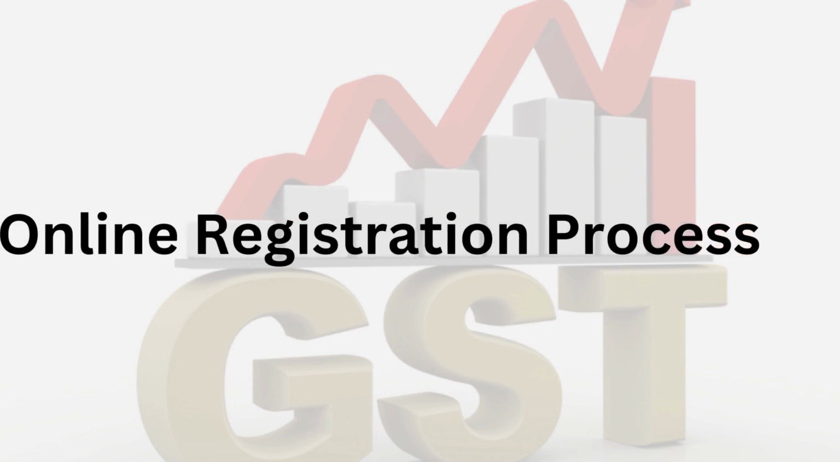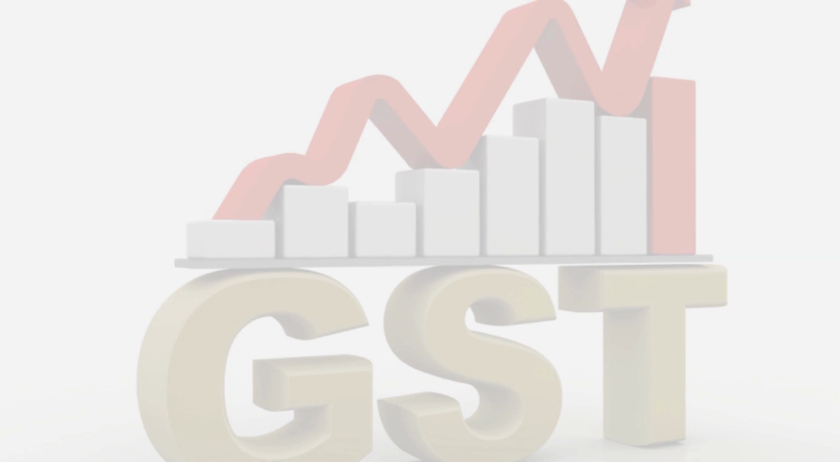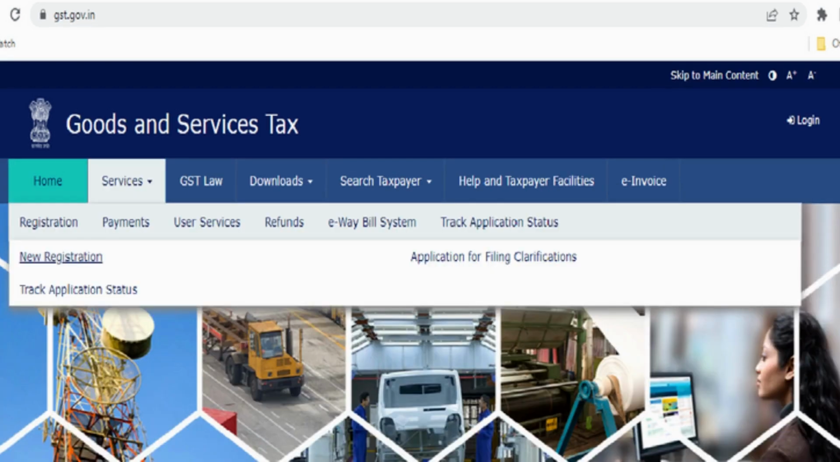Online registration process. Now let's move on to the online registration process. For that, follow these steps. First, you have to visit the GST portal, that is you have to go to the official GST portal, that is www.gst.gov.in. On the GST portal, click on the services tab located on the top menu bar. From the drop down menu, select registration. Click on the new registration option.